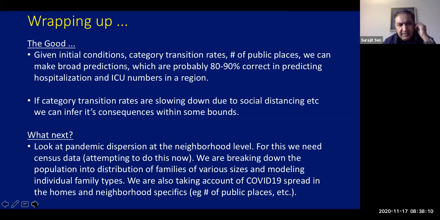What next? Look at the pandemic dispersion at the neighborhood level. This is something that, as I mentioned, we are aspiring to get to, and we are trying to do now. For this, we need census data. We are breaking down the population into a distribution of families of various sizes and modeling individual family types. We are also taking account of COVID-19 spread in the homes and neighborhoods, and neighborhood specifics. So that's roughly where we are, and I'll stop right there and try to get out of the presentation.